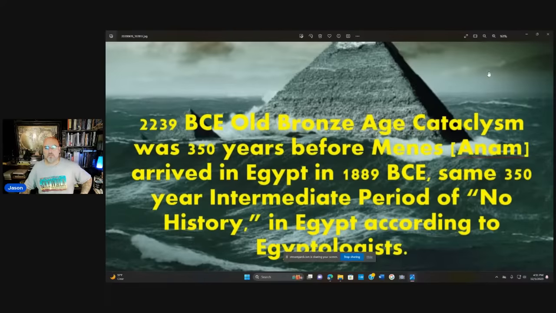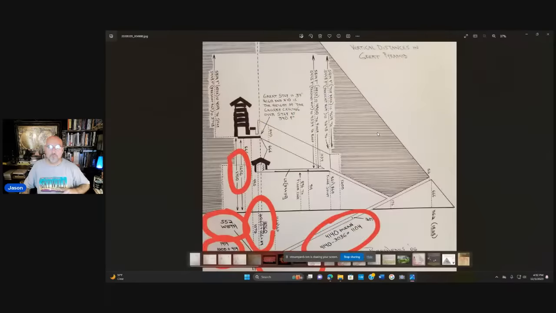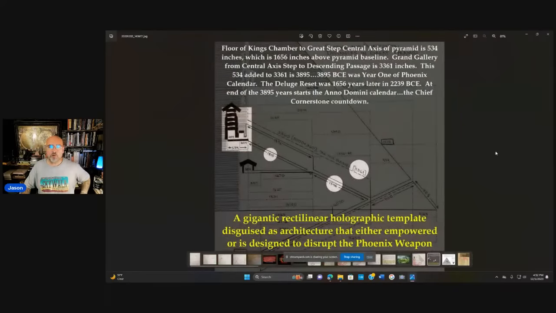2239 BC, the Old Bronze Age Cataclysm, was 350 years before Means. In the Sumerian text, his name is Anum. He's also named Anum in the Book of Jasher. But Means arrives in Egypt in 1889 BC. This is right after the Egyptian Intermediate Period. Intermediate periods in Egypt is when Egyptologists are not going to say there was a great flood. All they're going to admit to is that here's a 300-year period for which we have no history. Sounds like a flood to me, but it's okay. We can forgive them of their inability to go into detail.